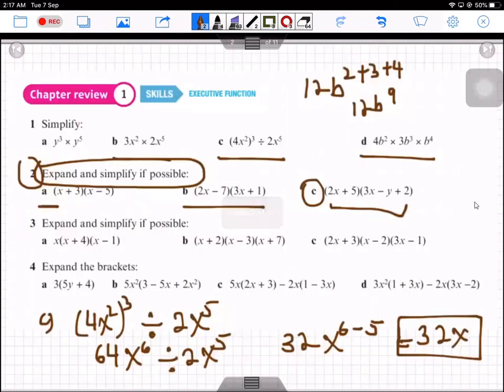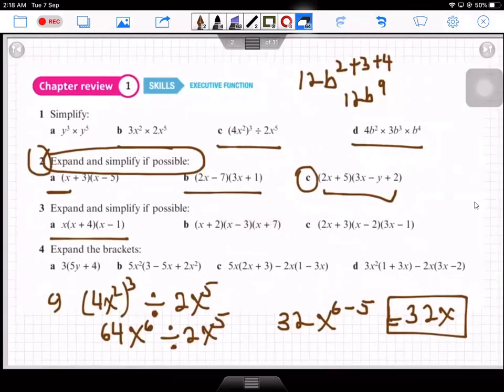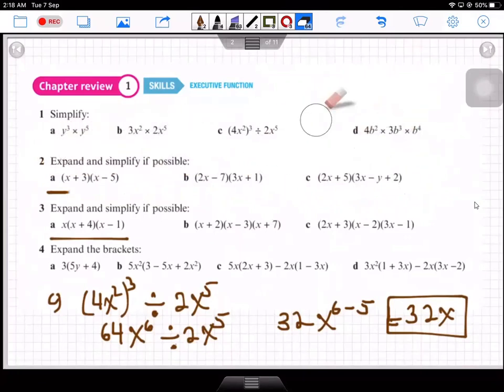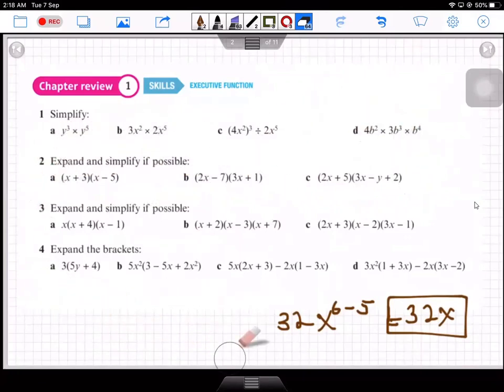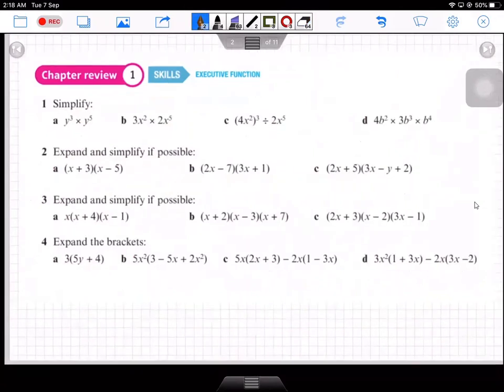So you can actually solve question number 2 part A on your own. Now let's have a look at question number 3 part A. X times x plus 4 times x minus 1. I'll just erase the working over here as well. X times x plus 4 times x minus 1.